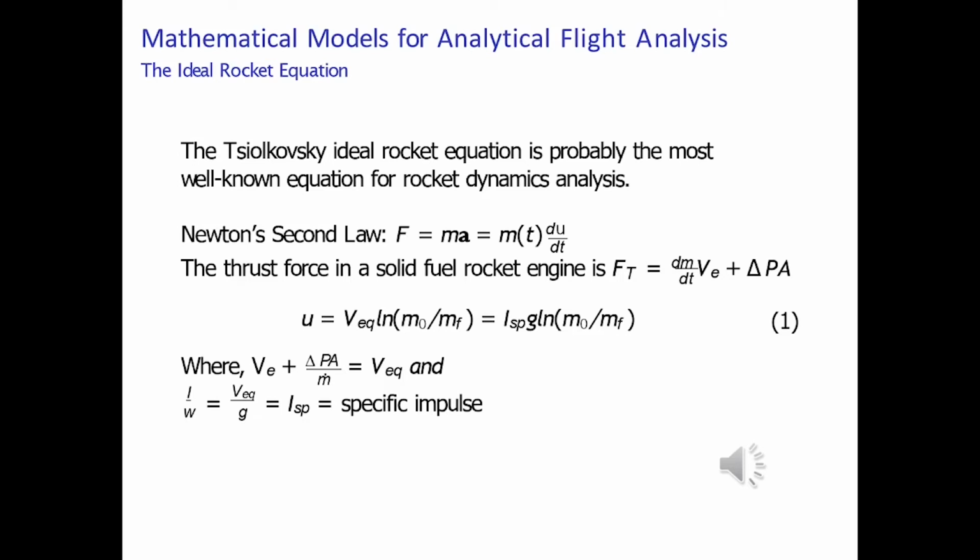By equating this thrust force to m(t) du/dt, and with some algebraic manipulation, we will get the final velocity after burnout equal to V equivalent times ln(m naught over mf), or Isp times g, where g is the gravitational acceleration, times ln(m naught over mf), and ln is just the natural log. V equivalent in this case is the exhaust velocity plus delta P times A over m dot, and Isp is the specific impulse, or V equivalent over g.